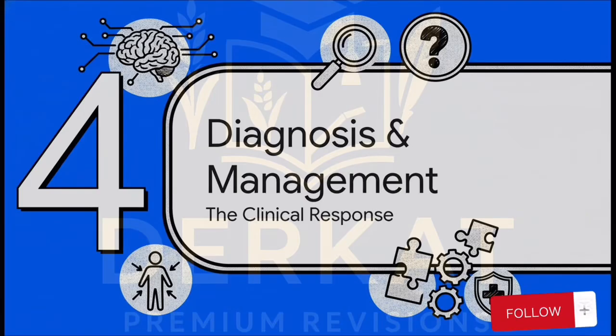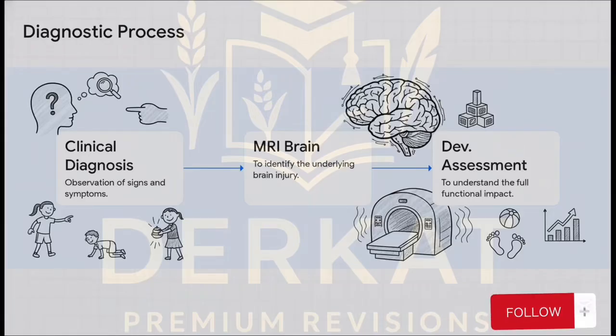So now we get to the clinical response. Once there's a suspicion of CP, how is it formally diagnosed, and what does that whole framework for management and support actually look like? It's not just one single test. It's actually a pretty careful multi-step process. It always starts with the clinical picture, what the doctor observes. That's then often confirmed with an MRI of the brain, which helps to identify the underlying injury. And then a full developmental assessment helps everyone understand the complete impact on the child's function.